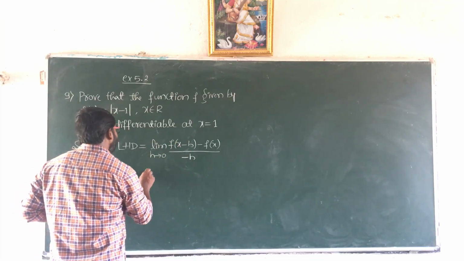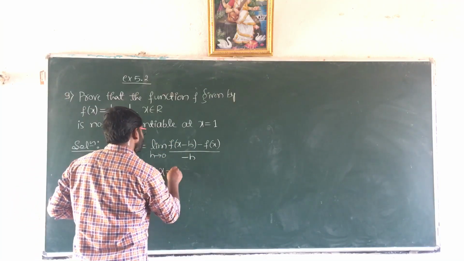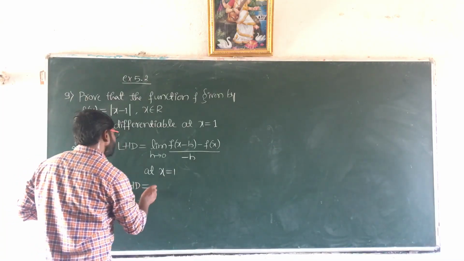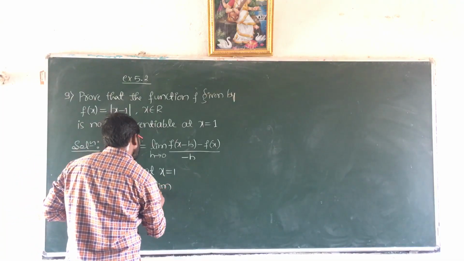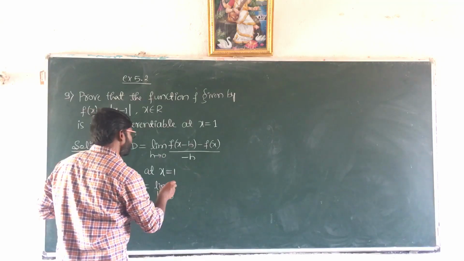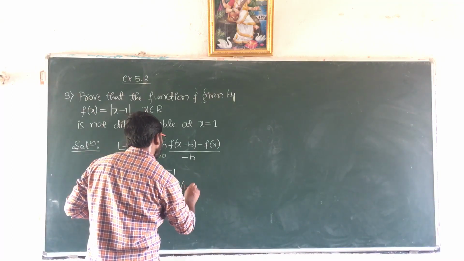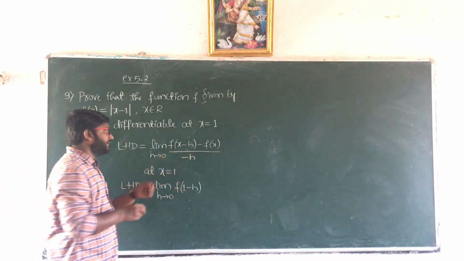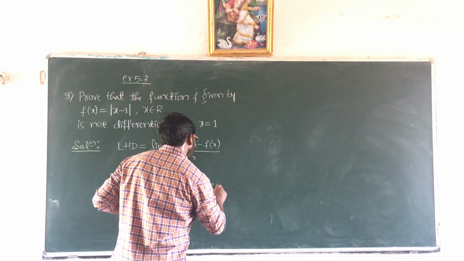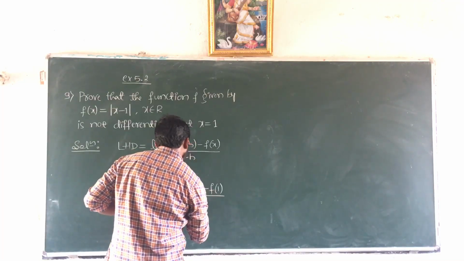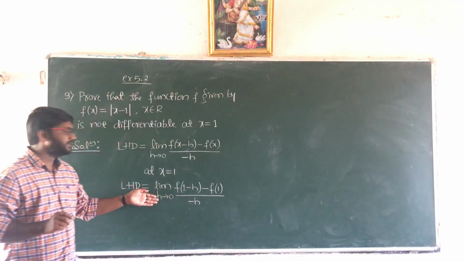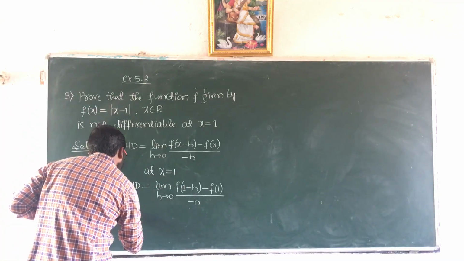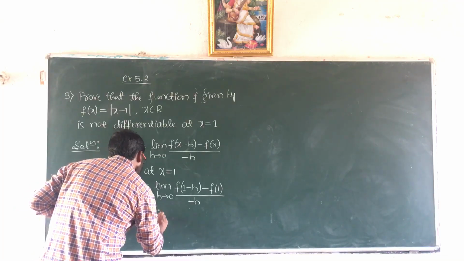So now at x equal to 1, left hand derivative, which is equal to limit h tends to 0, f of 1 minus h. So here in place of x I am writing 1, then minus f of 1 divided by minus h. So this is left hand derivative. Let us simplify this now.